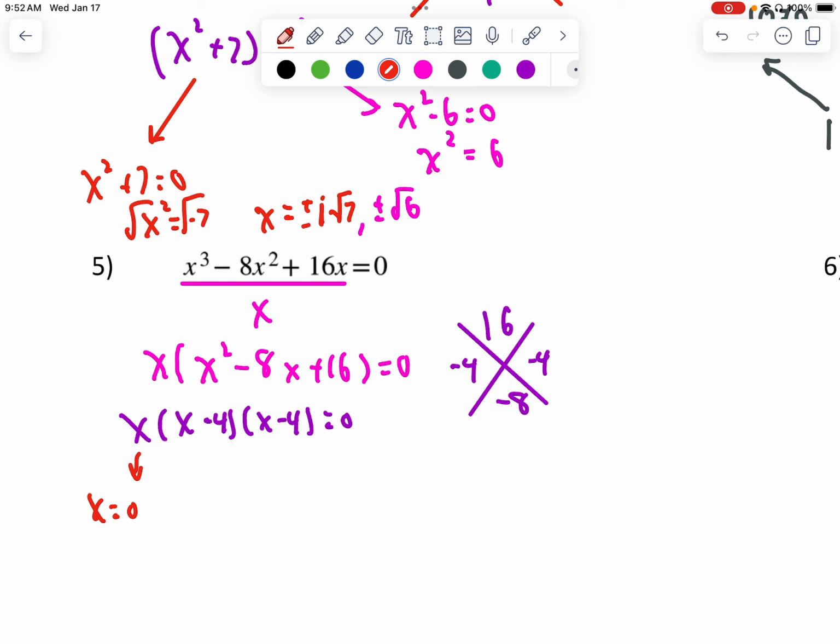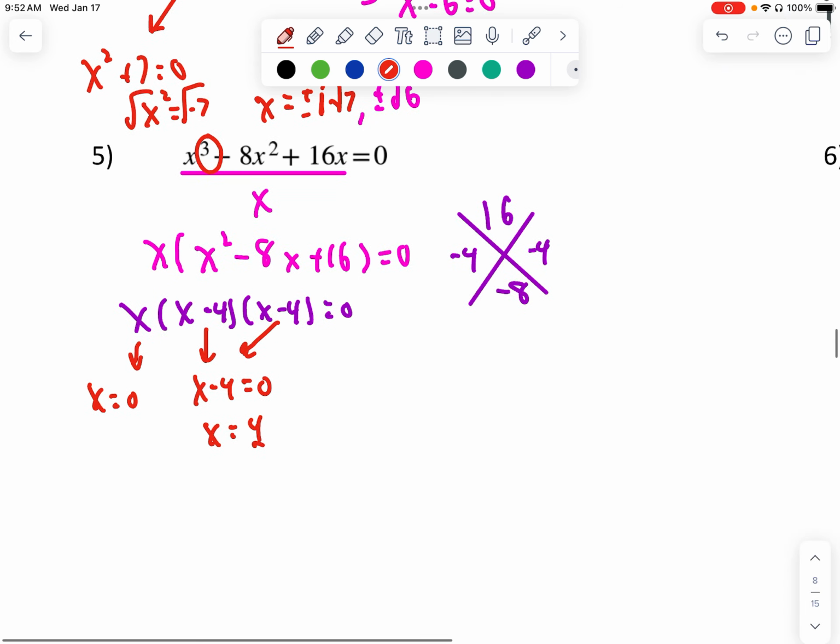First, we'll set our x equal to 0, giving us just x equals 0. And for both of these, x minus 4 equals 0. We'll just add 4 to both sides, get x equals 4. Remember, we have a degree of 3, so we need our 3 solutions. And that third solution is going to come from that multiplicity. So for my final answer, I'll write that x equals 0 and that x equals 4 with a multiplicity of 2.